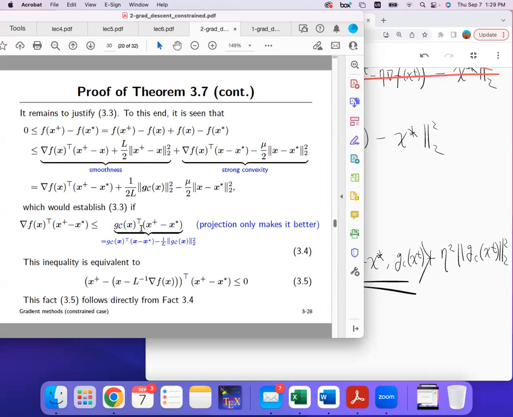And moreover, this dot product term is equal to these two terms. Okay, so the logic is that if we can show this one, and this one is equal to these two terms, now you replace this dot product here by these two terms, that will give us the desired result. So the only thing we need to justify here is to prove this inequality.